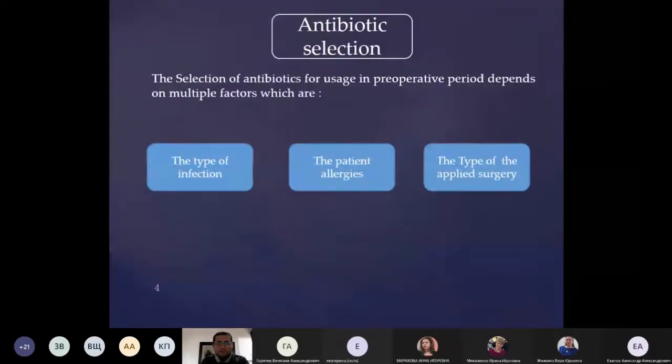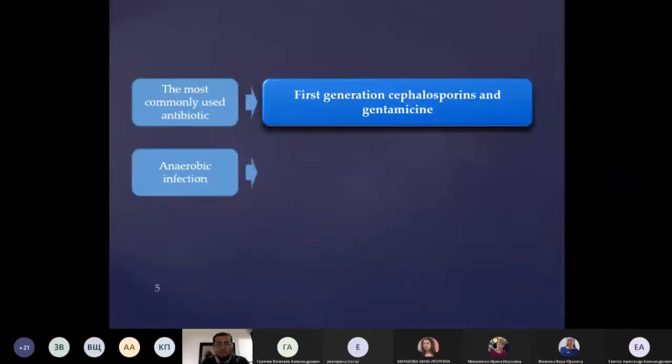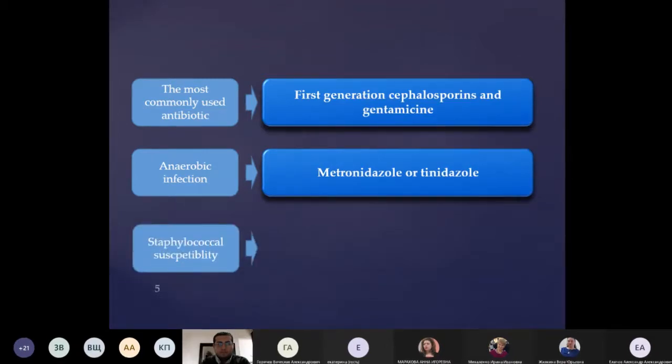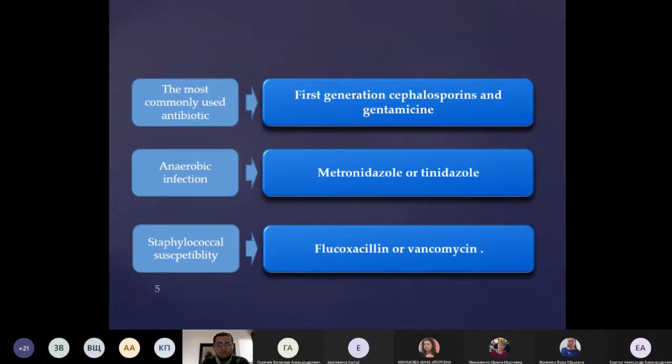The selection of antibiotics for usage in the preoperative period depends on multiple factors: the type of infection, the patient's allergies, and the type of applied surgery. The most commonly used antibiotics in surgery are first generation cephalosporins and gentamicin. In the case of anaerobic infection, commonly used are metronidazole or tinidazole. In the case of staphylococcal susceptibility, commonly used antibiotics are flucloxacillin or vancomycin.